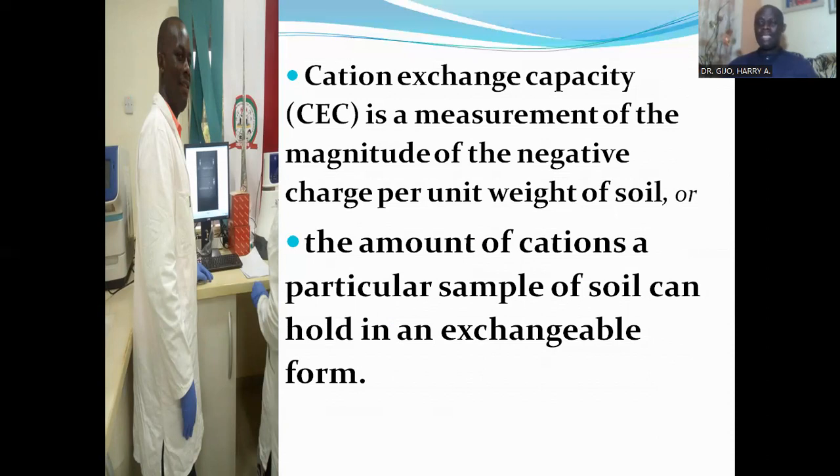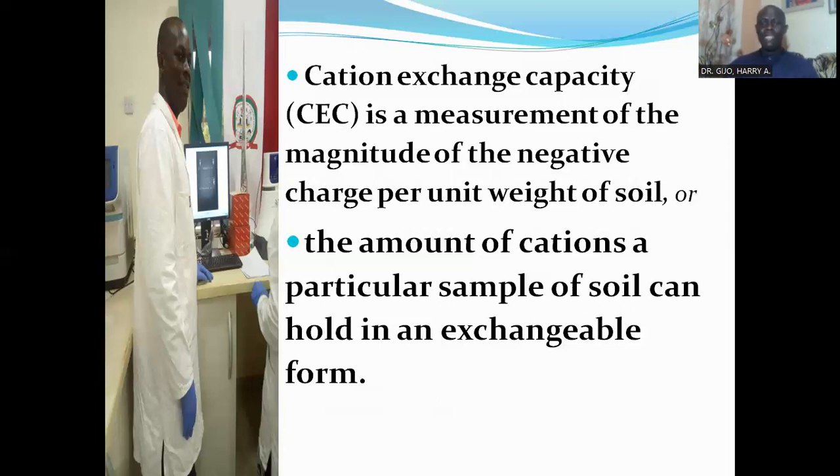Cations are positively charged ions. And for a soil to retain these cations, it must have negative charges to react with the positively charged ions, or positively charged plant nutrients, which are cations. So the measurement of the negative charges that a soil has is actually its cation exchange capacity. Usually clay soils tend to have negative surface charges, and these surface charges enable them to retain soil nutrients.